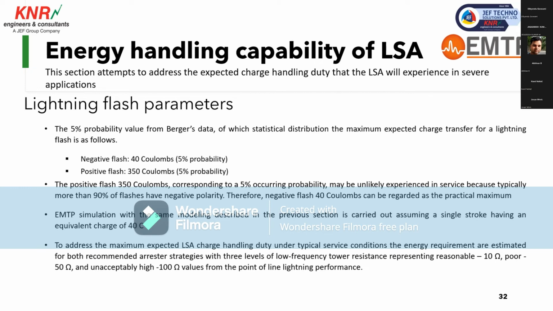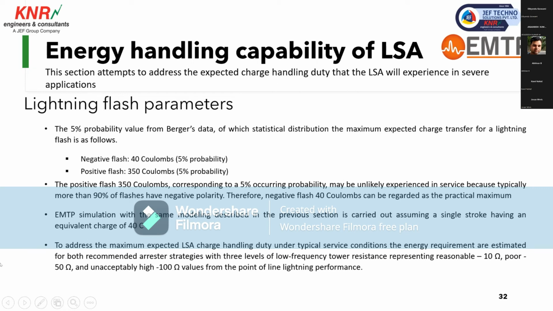So the SIGRI 55 brochure recommends this. According to SIGRI, we take the Burgess data, which gives the maximum charge measured in a lightning stroke: 40 coulombs for a negative flash and 350 coulombs for a positive flash. Since about 90% of lightning flashes are negative, and positive flashes are much less probable, this 40 coulombs can be regarded as the practical maximum.